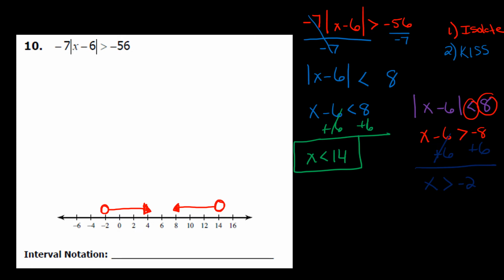So what ends up happening for our interval notation is we're going to go from -2 to 14, both with parentheses. Okay, we use parentheses because these are open circles. We don't include them. Had they been greater than or equal to, or less than or equal to, then we would have used brackets here. Okay. So let's go ahead and have you guys give this a try.